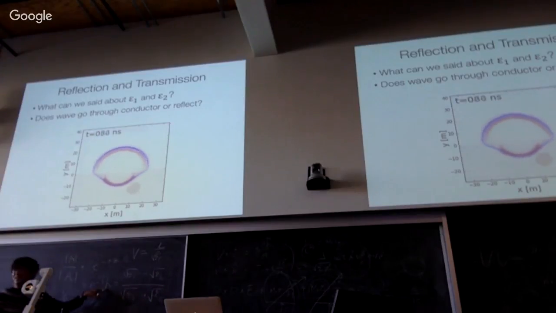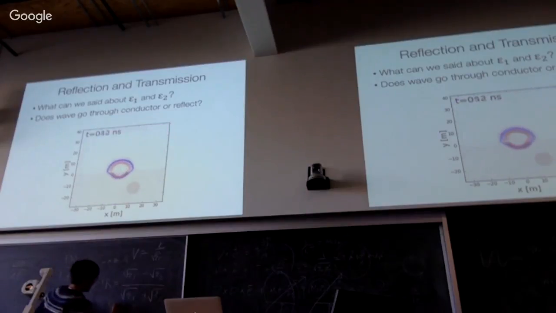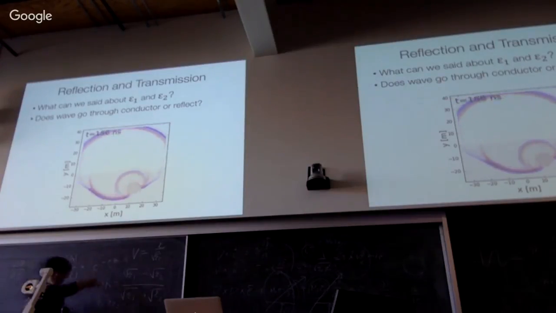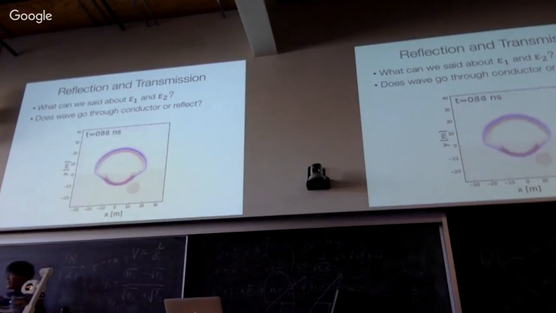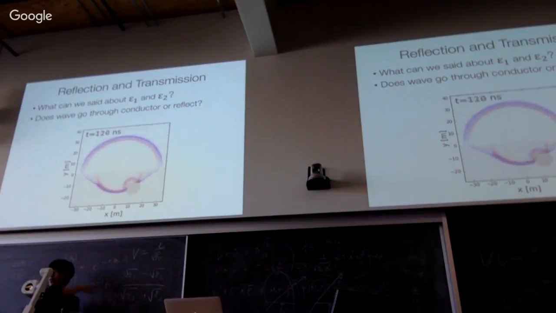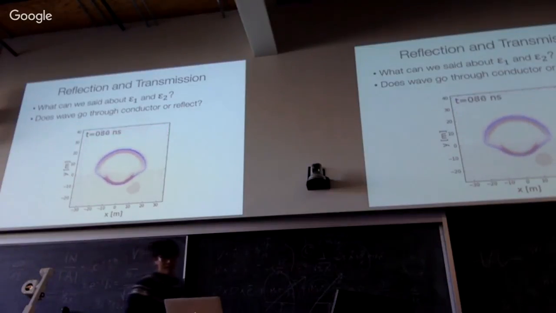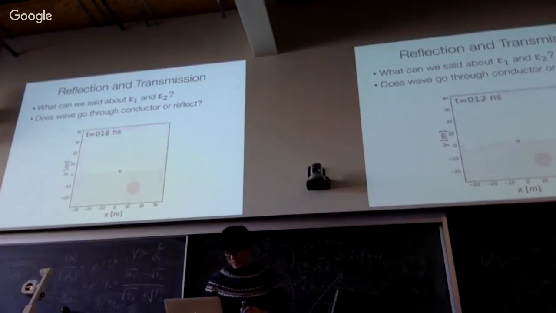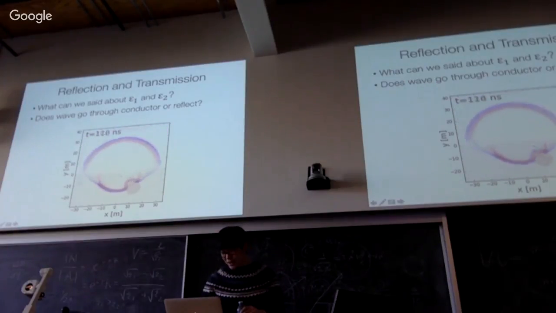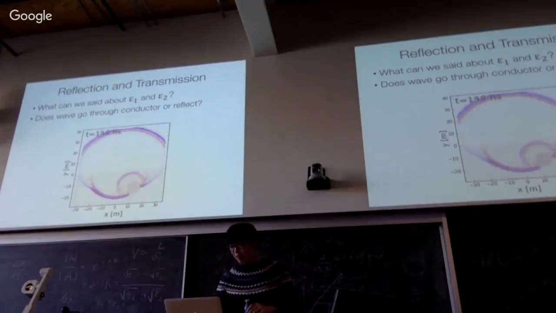To make R positive, what is the condition? Positive reflection coefficient means the reflected signal will have the same waveform. Right? But if that was not the case, if the reflection coefficient was negative, the sign of the pulse will be changed when it's reflected. Right? So take a look. It was blue first and then red, right? And what is reflected? Blue, red, right?